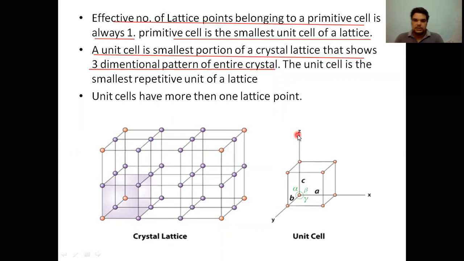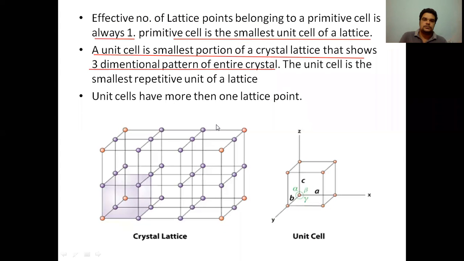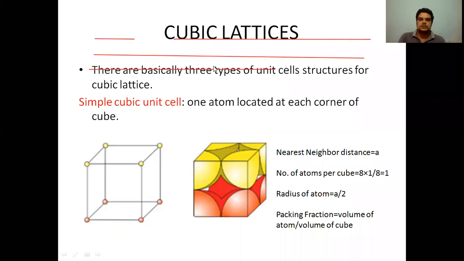So we can define the directions and planes for that unit cell. Let us consider these are the planes: x plane, y plane, and z plane. If we place this here, this is the representation of a unit cell. Now let us consider.